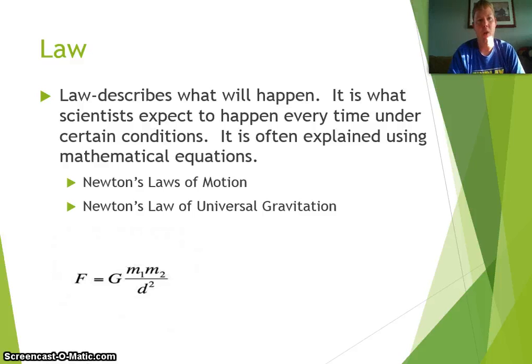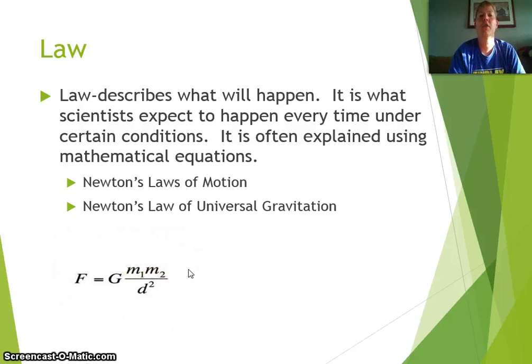Finally, a law. A law describes what will happen. It is what scientists expect to happen every single time under certain conditions. Law is typically explained using mathematical equations, such as Newton's laws of motion or Newton's law of universal gravitation, which is this equation. We don't need to know that, so don't panic and freak out. I'm just giving this as an example.